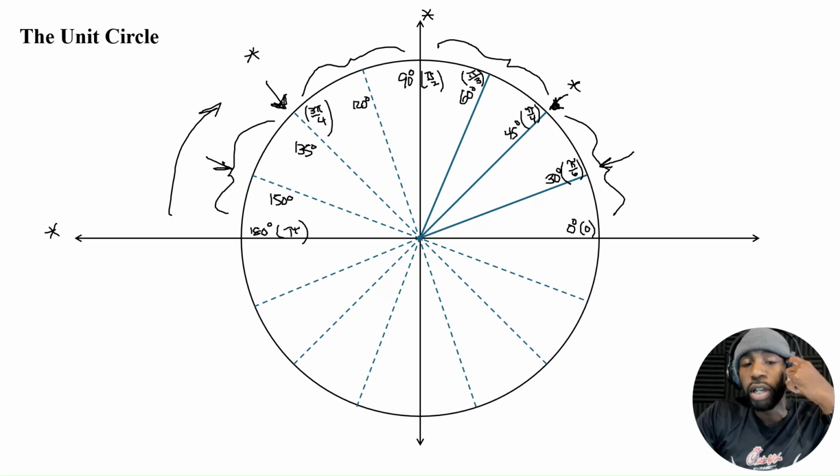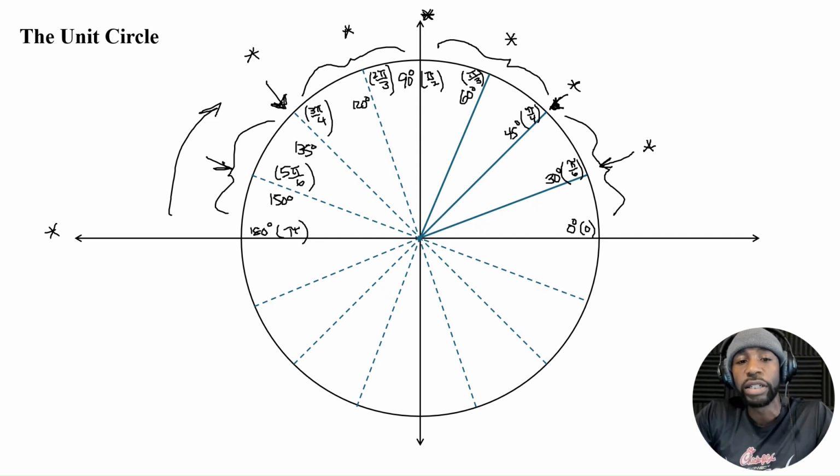So this angle over here, 150 degrees, is actually 5 pi over 6. Because if this is pi over 6, then 60 degrees is 2 pi over 6. 90 degrees is 3 pi over 6. 120 degrees is 4 pi over 6, which is just 2 pi over 3. 150 degrees is 5 pi over 6, and then 180 degrees is 6 pi over 6, which is pi. Okay.